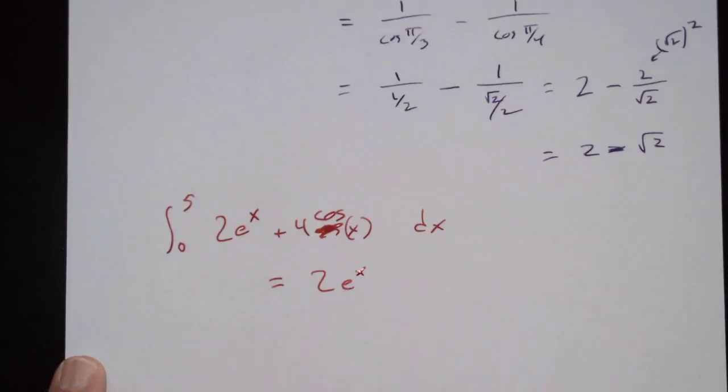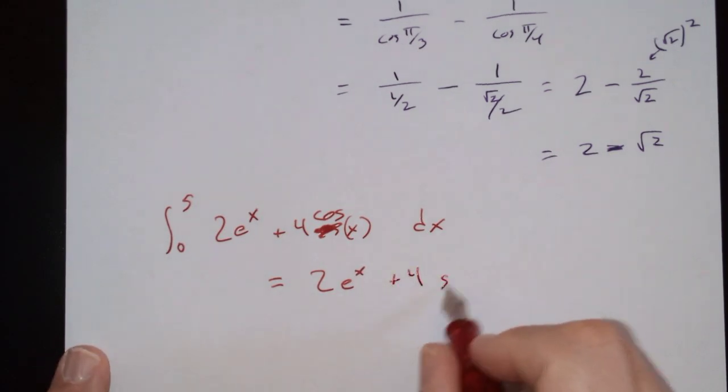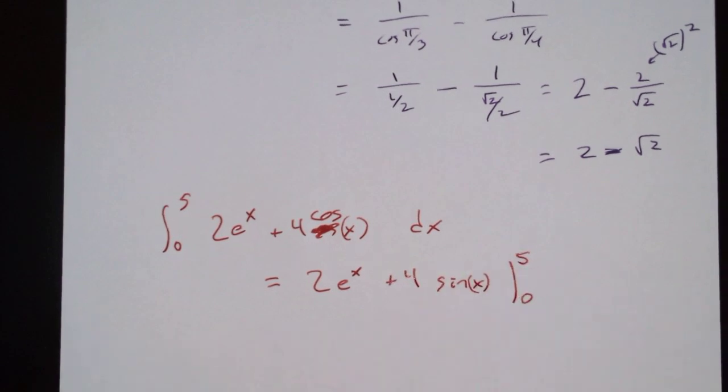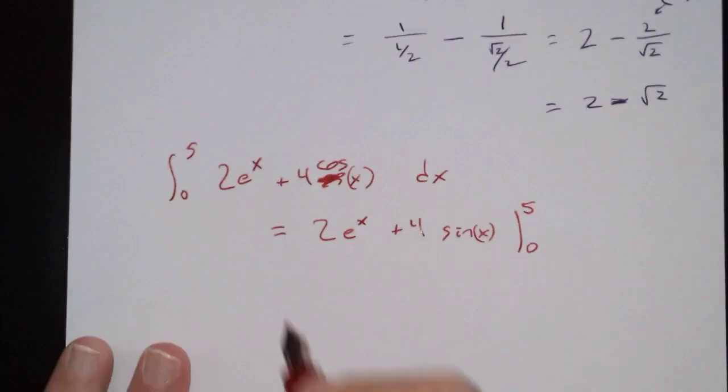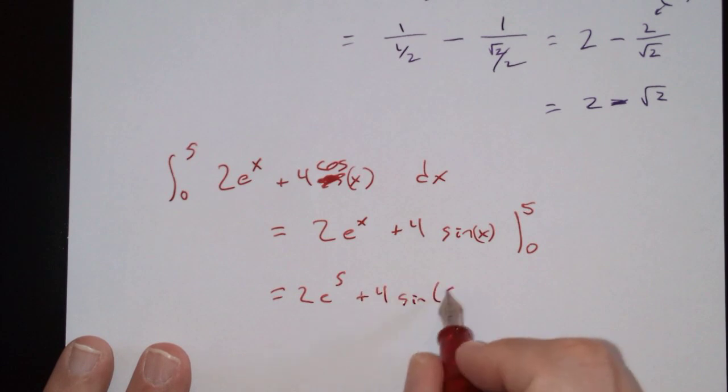What is the antiderivative of cosine? Sine. The derivative of sine is cosine, so the antiderivative of cosine is sine. The 4 stays there. Now I just plug in the numbers. 2e to the 5th plus 4 sine of 5. That's disgusting.